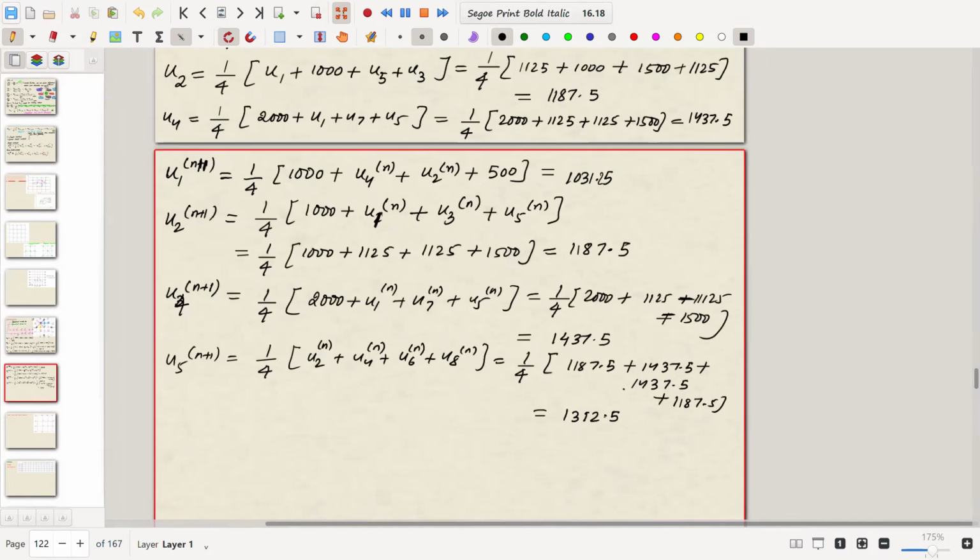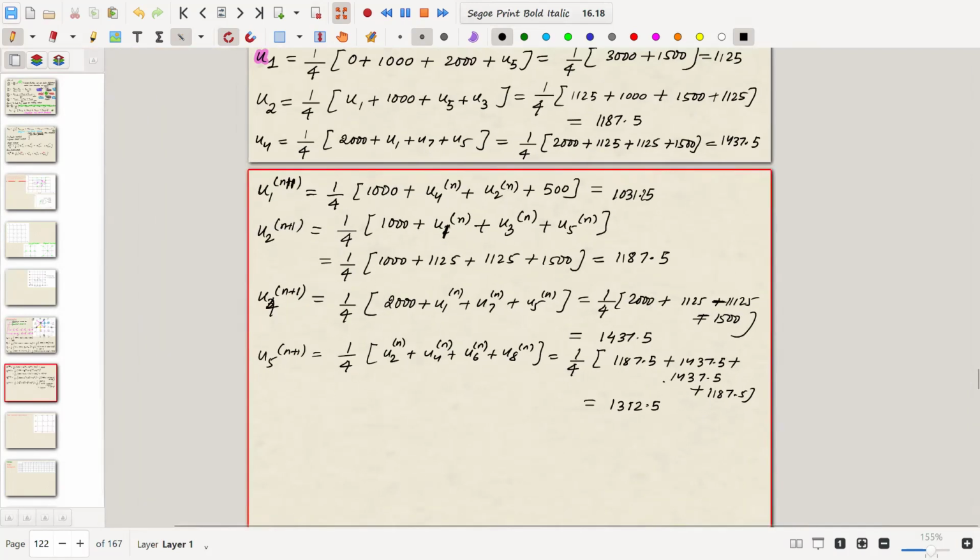So this is the second iteration. Like that you have to compute till you converge, 3, 4 iterations. So this is the Jacobi method for solving the PDE.